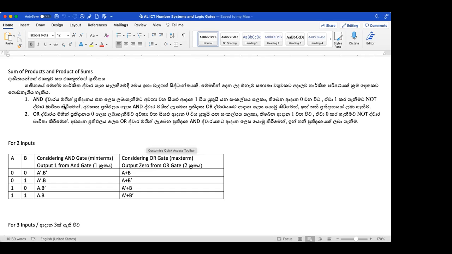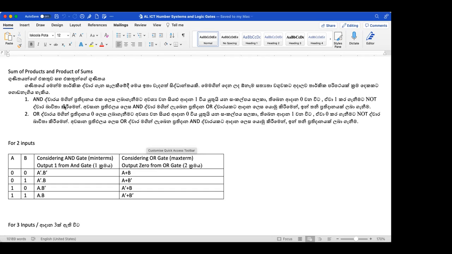Therefore, if you send A' and B' to the AND gate, you know the nature of the AND gate: it will produce 1 if all inputs are 1. A' is 1, B' is 1. Therefore, A' and B' is 1. So that is how you write down min terms. This is called min terms, but in the examination that will not be tested as min terms.